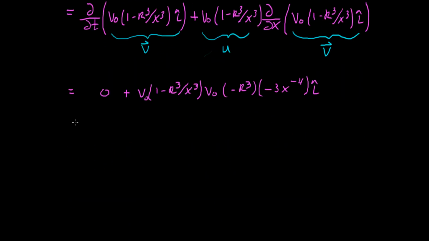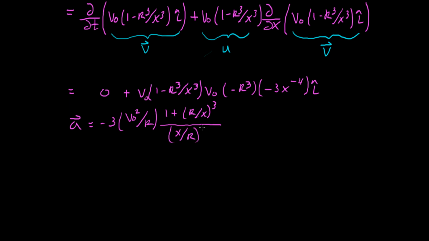So we can do just a little bit of arithmetic or algebra here to simplify this, and it becomes minus 3 times v0 squared over r times 1 plus r over x cubed, all over x over r to the 4th. And so that's our answer. Bearing in mind that that algebra was a little bit inconvenient to do and I wouldn't expect you necessarily to simplify things like that if you were, say, in a limited time experience like on an exam.